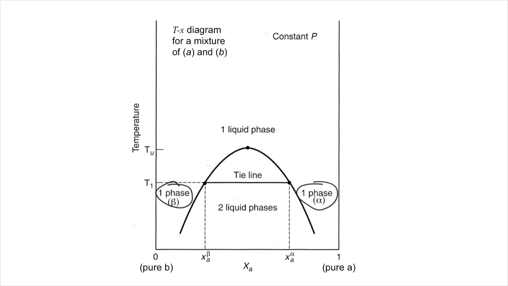For some mixtures, there is a transition similar to a critical point where beyond a certain temperature, we no longer observe two separate liquid phases at any system composition. This threshold is called the upper critical solution temperature, also known as the upper consolute point. Above this point, the system can only form a single liquid phase.